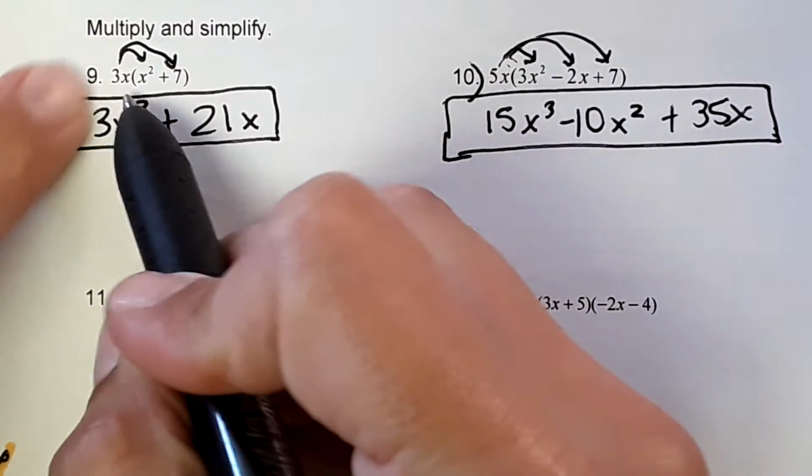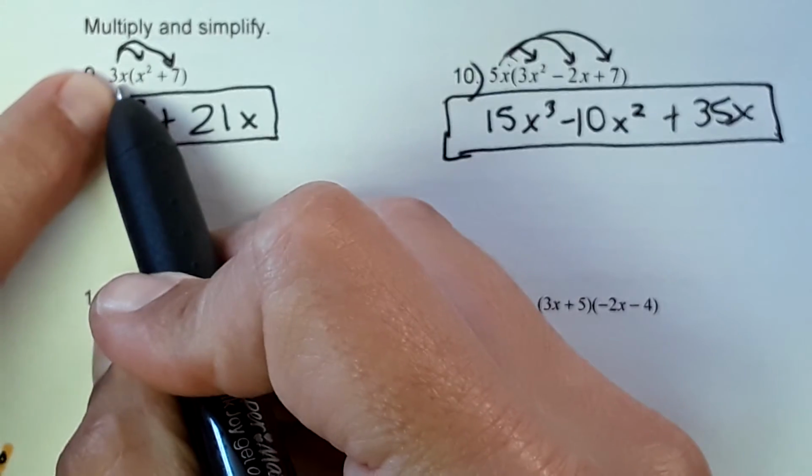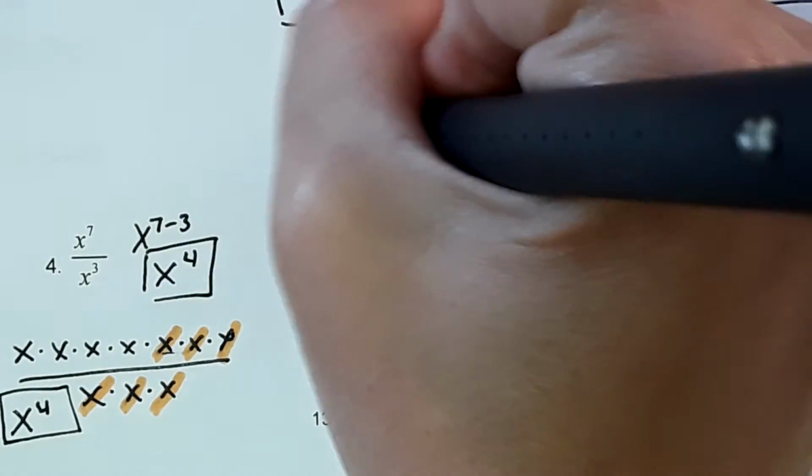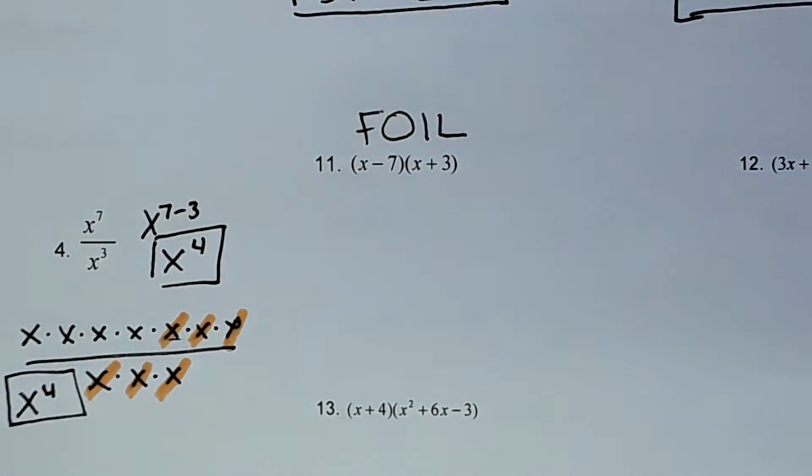Okay, so that's when you have one term by several terms. You just multiply that by these 2 terms. But what happens when you have 2 terms by 2 terms? You may remember FOIL. If your teacher didn't teach you FOIL, I'm teaching it to you now.